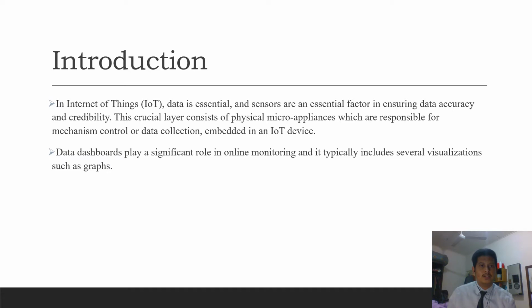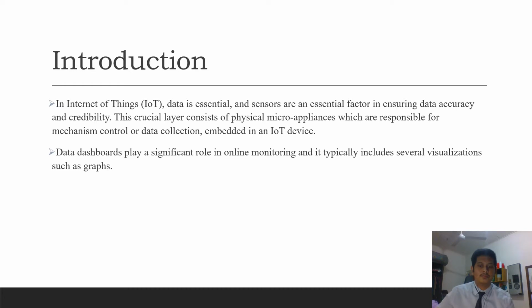For the introduction, in the Internet of Things or IoT, data is essential, and sensors are an essential factor in ensuring data accuracy and credibility. This crucial layer consists of physical micro-appliances which are responsible for mechanism control or data collection embedded in an IoT device. Data dashboards play a significant role in online monitoring, and they typically include several visualizations such as graphs.